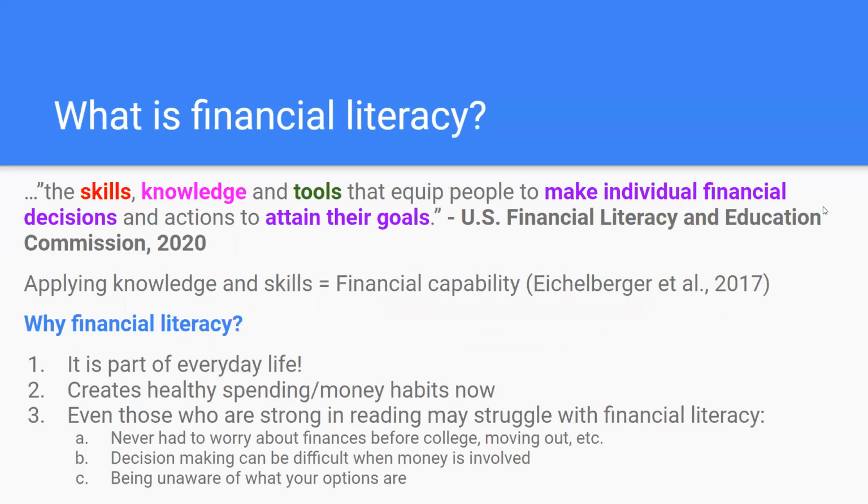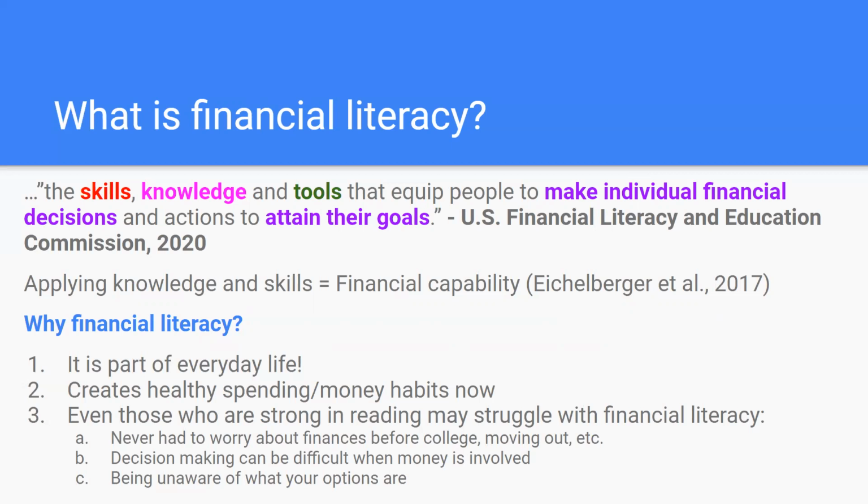So first, we're going to start with the concept of financial literacy. You may not have heard of this term before, but according to the U.S. Financial Literacy and Education Commission, it is the skills, knowledge, and tools that equip people to make individual financial decisions and actions to attain their goals.